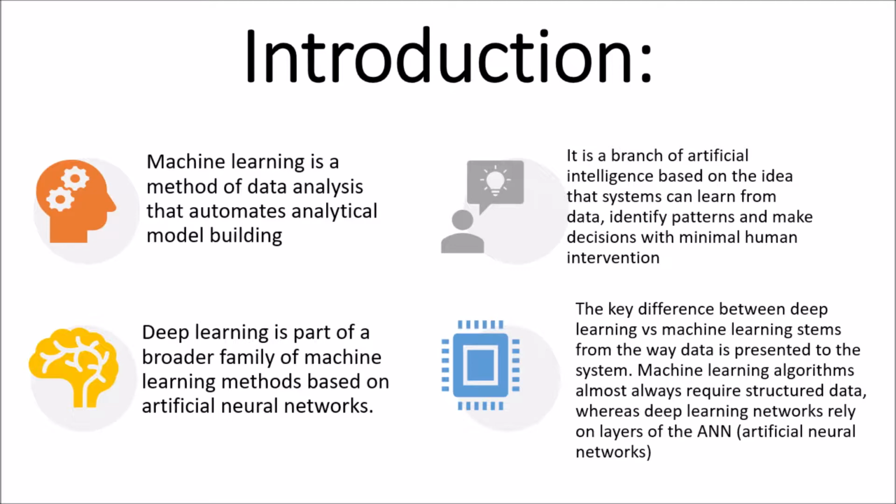This is a branch of artificial intelligence based on the idea that systems can learn from data, identify patterns, and make decisions with minimal human intervention. The main difference between deep learning and machine learning is the artificial neural networks. Machine learning depends on algorithms, whereas deep learning depends on the hidden neural networks. Machine learning almost requires structured data, whereas deep learning is totally based on ANN.